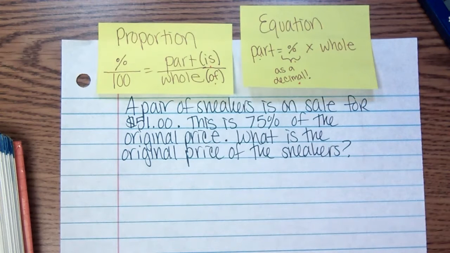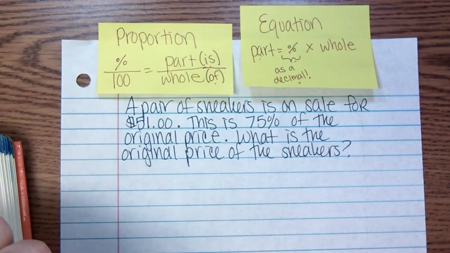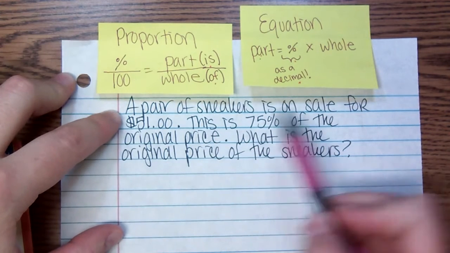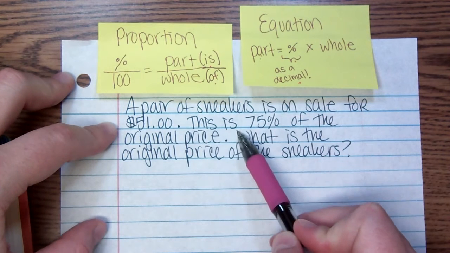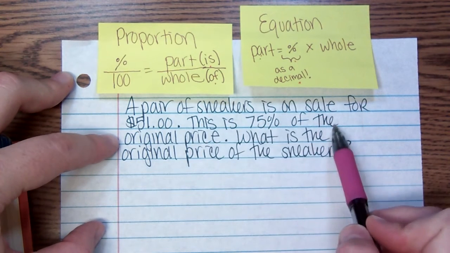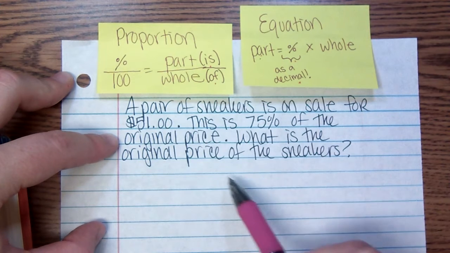Okay, we have a word problem that's talking about a sale price and an original price, like this one. Here's how I'd approach it. It says a pair of sneakers is on sale for $51. This is 75% of the original price. What is the original price?